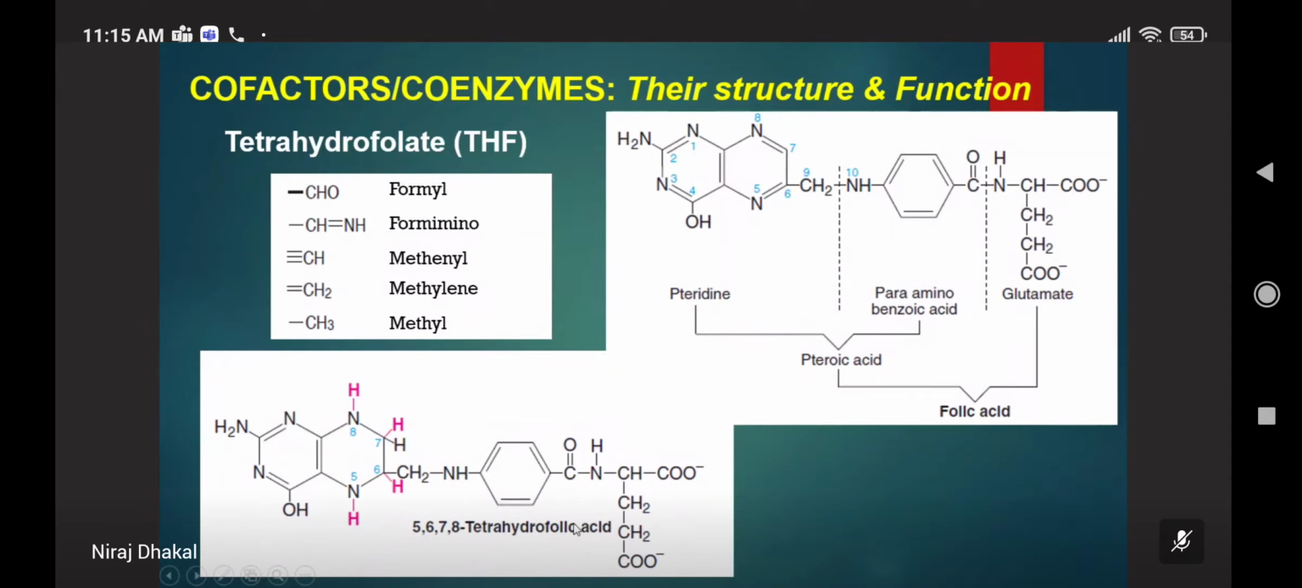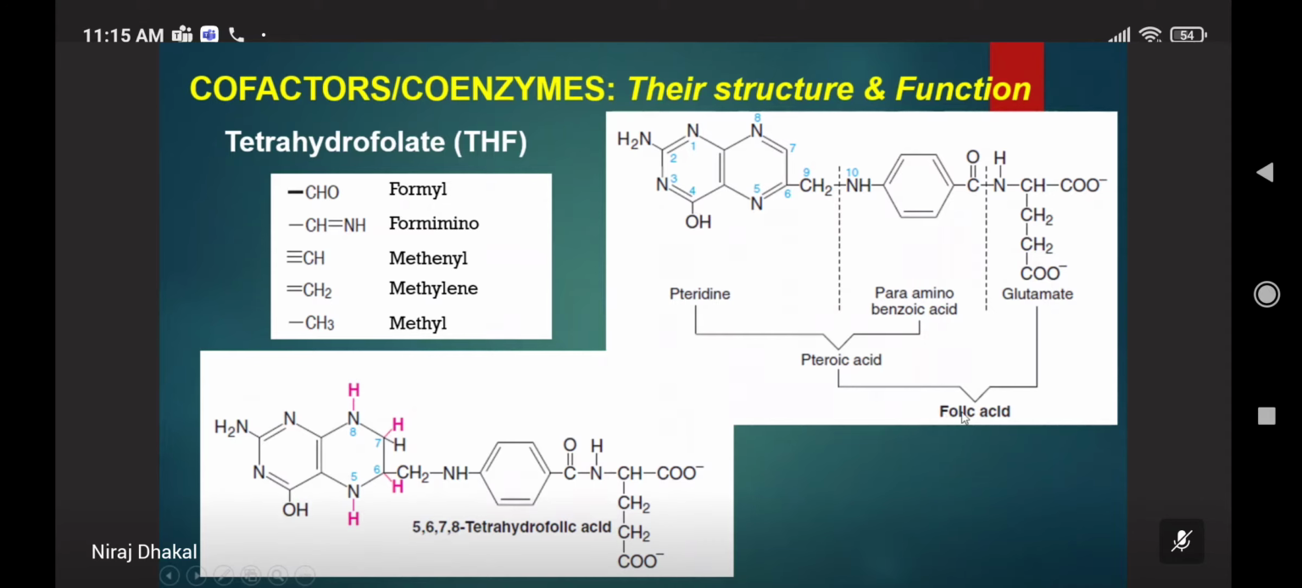This is the structure of tetrahydrofolic acid or tetrahydrofolate. It's called tetrahydrofolate because there are 4 protons or 4 hydrogens attached at 4 different positions of the nucleus, like in the 5, 6, 7, 8. So tetra means 4, hydro means hydrogen, and folic acid. And this is the structure of complete folic acid. So that's why it is called tetrahydrofolate.